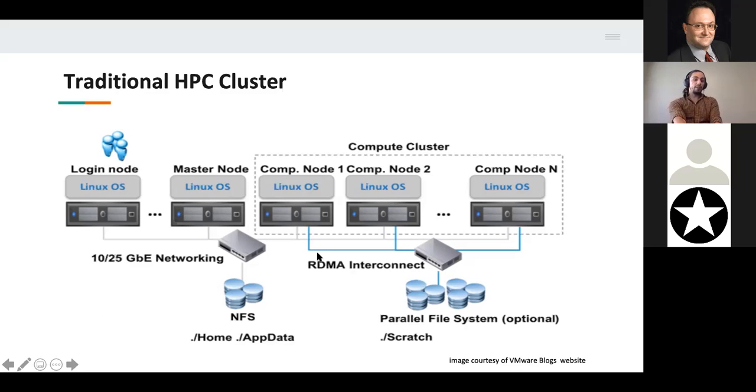And then you have an NFS, and this is the old way of having home on NFS, which is not the ideal scenario here. And then you have a parallel file system where you are serving your scratch. And this is different from one HPC system to another, even within the same center.